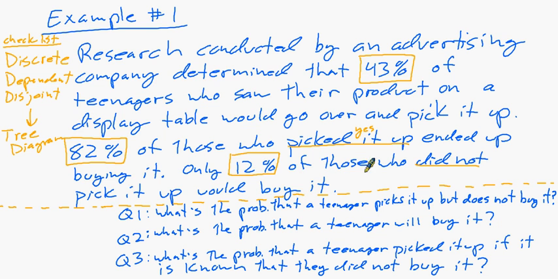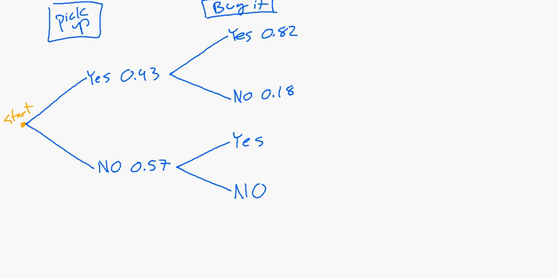Only 12% of those who did not pick it up. All right, so here's the no on the pickup. 12% would buy it. So didn't pick it up. Here only 12% would buy it, which means of those who didn't pick it up, what percentage didn't buy it? Again, it would be the balance, which would be 88.